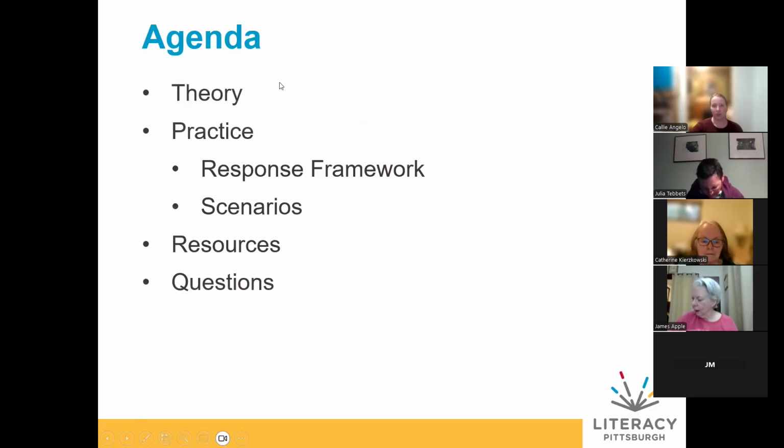Okay. On the agenda for today, our slides are going to first jump into those theories, and then we're going to follow a theory, practice, resources scenario. So in practice, we'll talk about a framework for response and those scenarios as well. We'll finish out with the resources, and then after the scope of this recording, we'll have time for any questions or if you have some specific student scenarios you'd like to discuss.